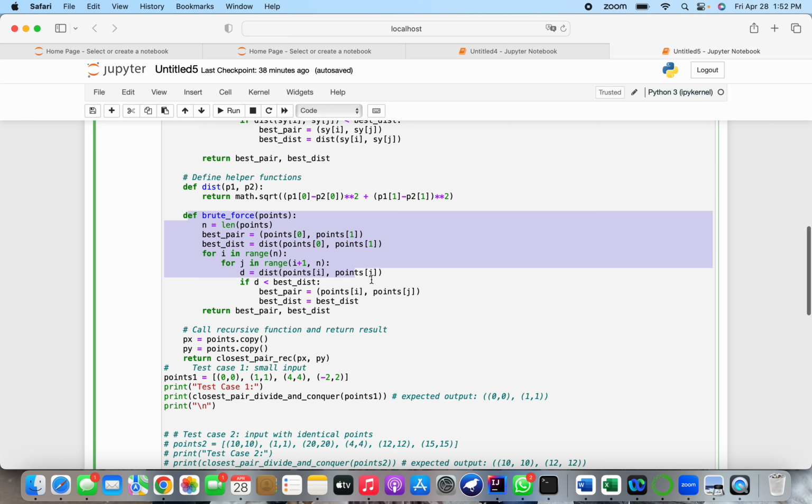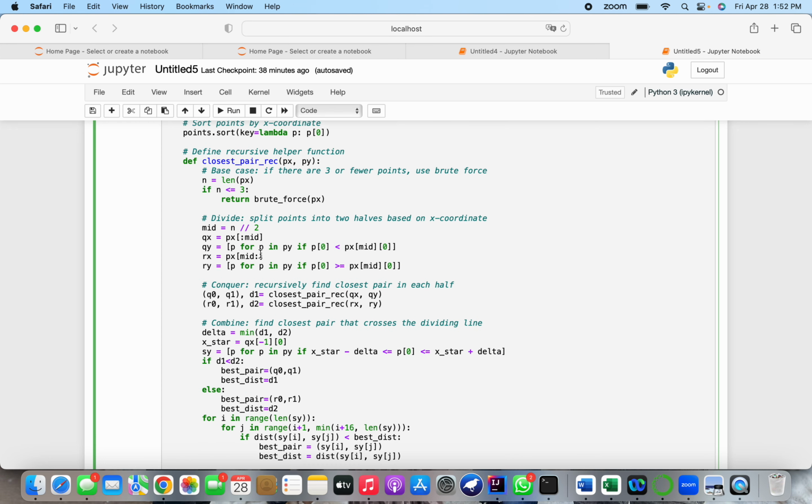These are the equivalent distance checks of the brute force method that we have in this closest pair.